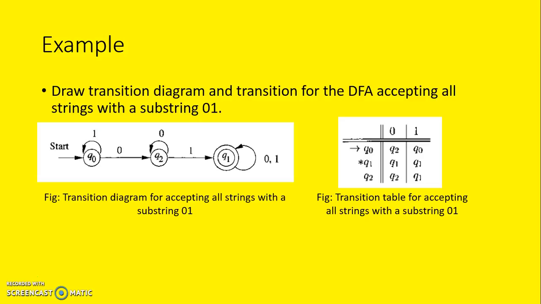Example: draw a transition diagram and a transition table for the DFA accepting all strings with a substring 0, 1. This is the transition diagram. It starts at Q0. For any number of ones, it stays in the same state. When in Q0, if the input is 0, it goes to Q2. In Q2, for any number of zeros, it stays in Q2.